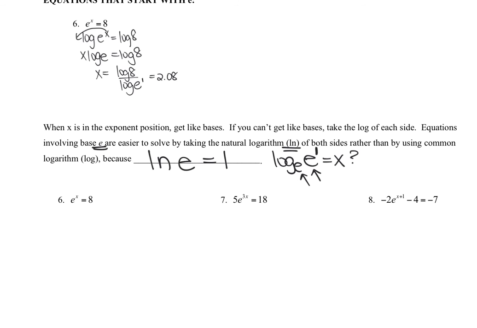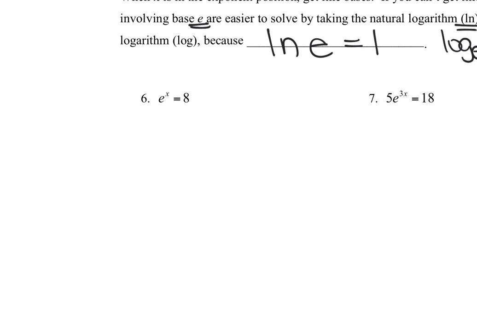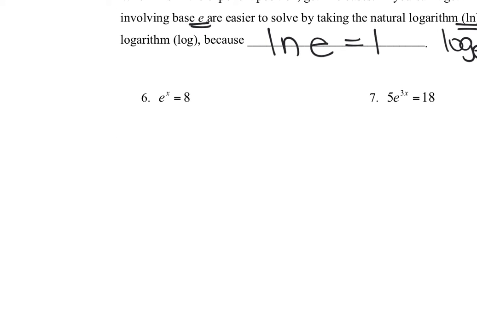So how is that going to help me? Here is e to the x equals 8 again. And so what I'm going to do, because I can't get e and 8 to be the same base, is take the natural log of both sides. So the natural log of e to the x equals the natural log of 8, which enables me to bring that x out in front.